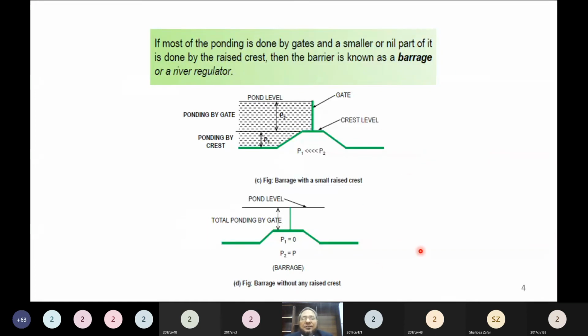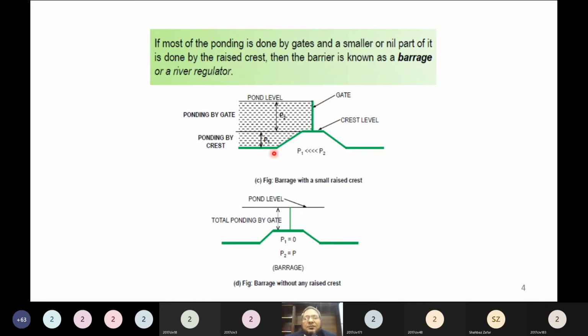Now this is a barrage. So what is a barrage? If most of the ponding is carried out by gates and a smaller or nil part of it is done by the raised crest, then the barrier is known as a barrage or a river regulator. Regulator, we have the regulators of the fan. What do we do with that? We change the speed of the fan. So here, in a river regulator, we change the discharge on the downstream by these gates.